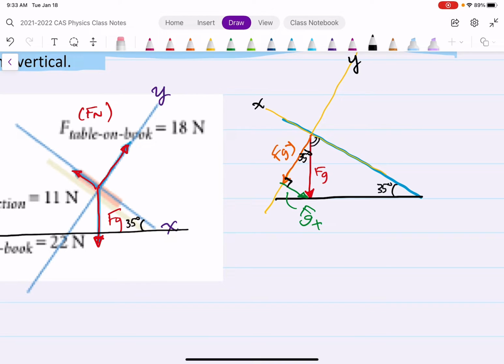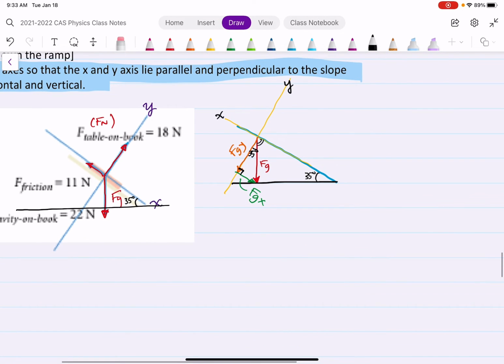This is something I want you to slow down and take a look at. Ask me questions if you have any. Hopefully we did it in class and you're seeing it a second time now. It takes practice to get better at this. So when I put my 35-degree angle there, what I'm going to do is solve this triangle. Ultimately, what we want to solve for is FGX and FGY. Well, FGX, if you look at this triangle, you can see that FGX is the opposite.